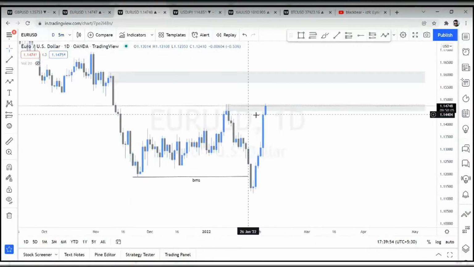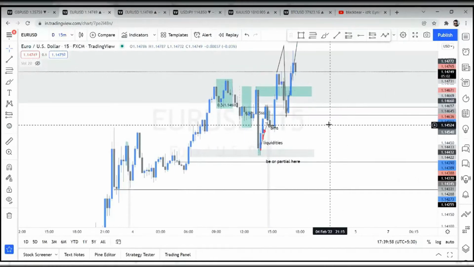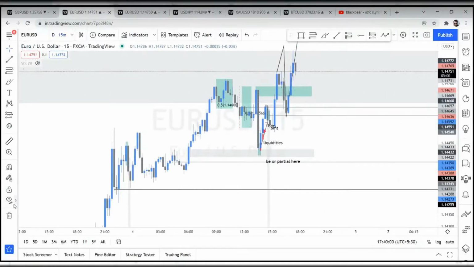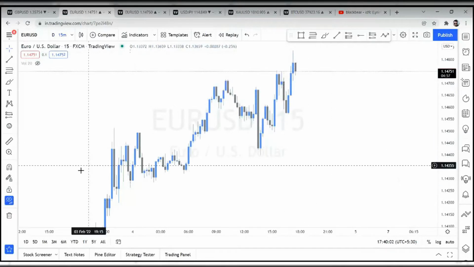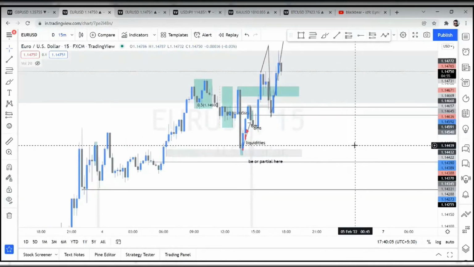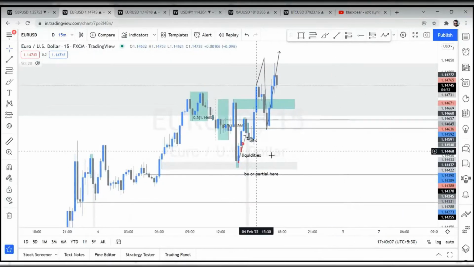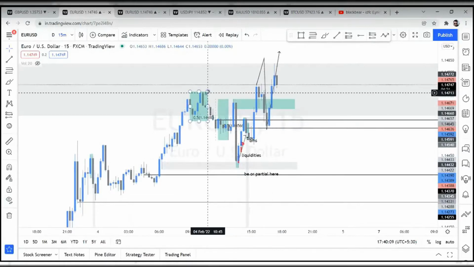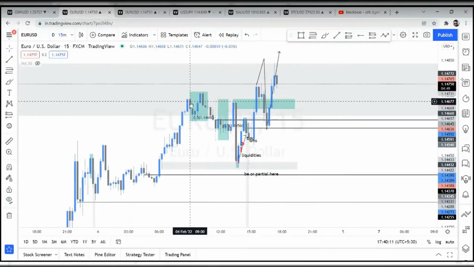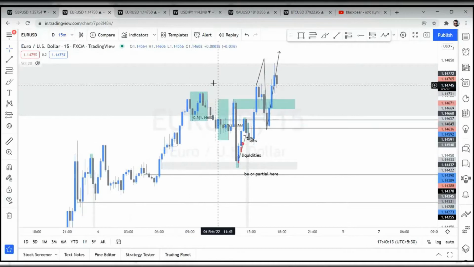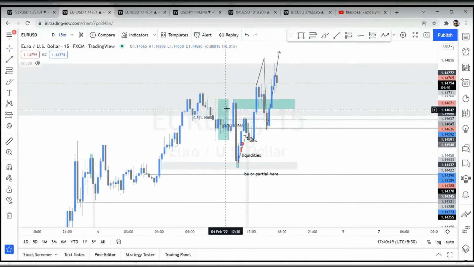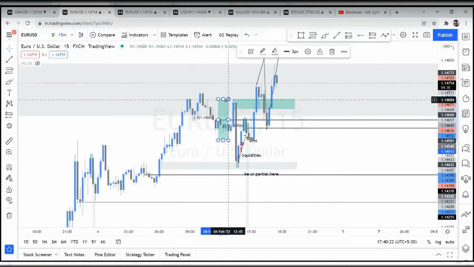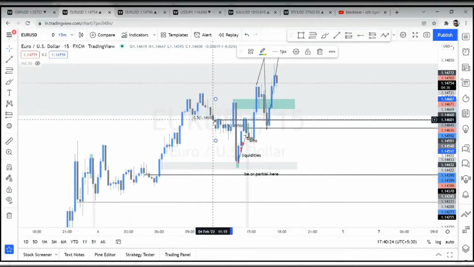This area is this zone right here. So what happened here was, oh, sorry. Let me just remove all of these structures. These are my entry confirmations. This is reserved for the private mentorship that I'll be doing, but I'll just explain why I took certain trades here.